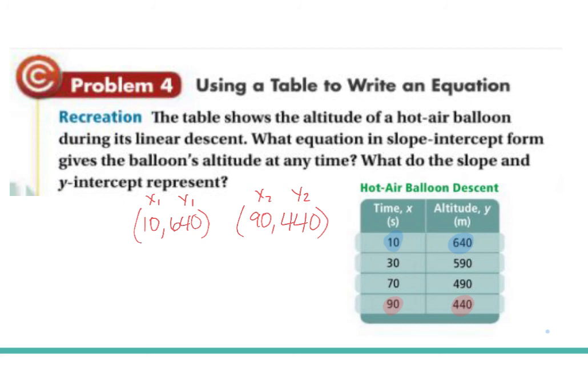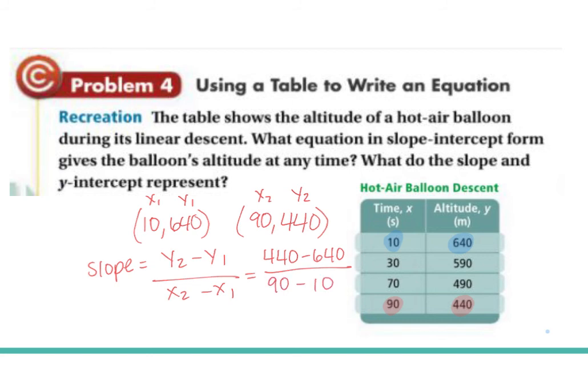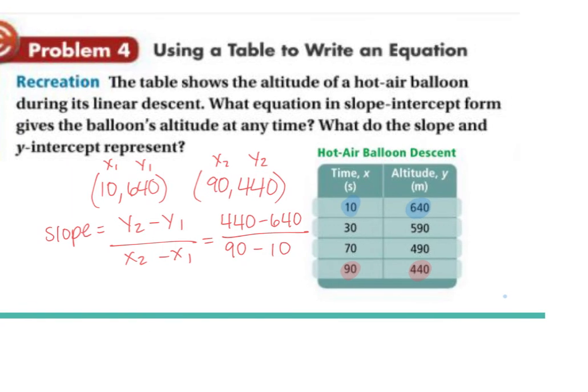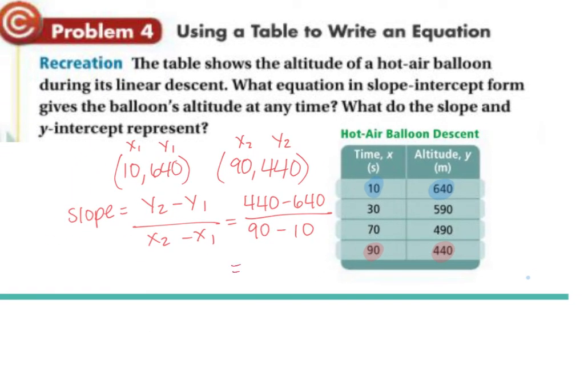All right, so let's go ahead and write the slope formula. Slope equals y2 minus y1 over x2 minus x1. Rise over run. My y2 is 440, and just like Roy said, we're taking 440 minus 640, and we're dividing it by x2, which is 90, minus 10. Okay, 440 minus 640 is going to be negative 200 over 90 minus 10, which is just 80.